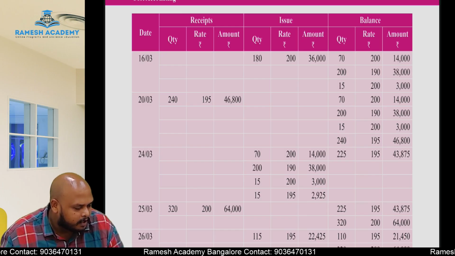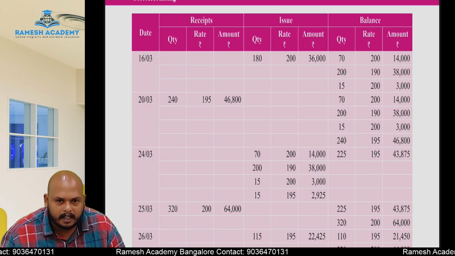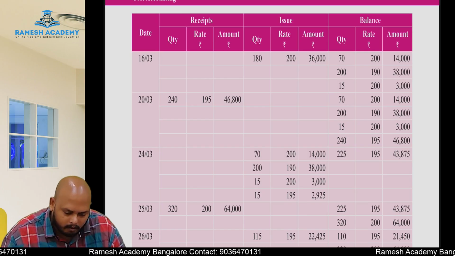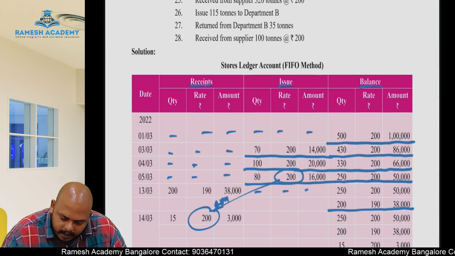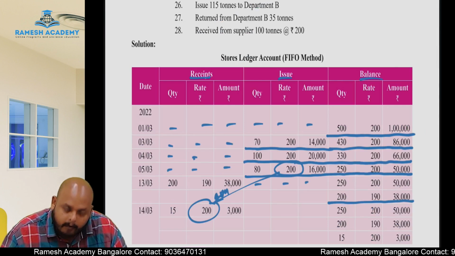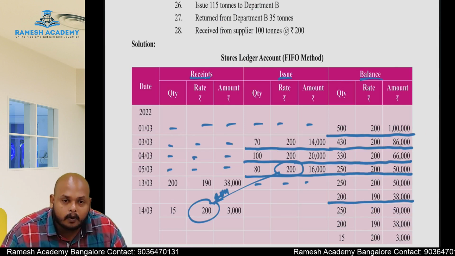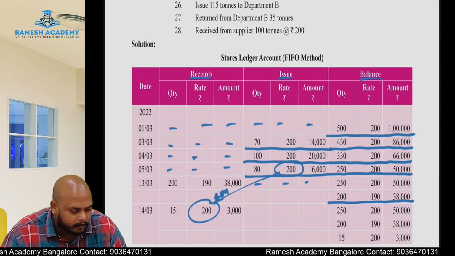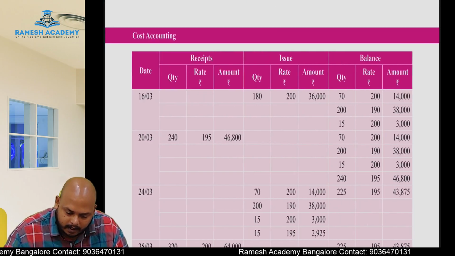Sixteenth March, issued how many tons, Nana? 180 tons they issued. 180 tons issued means, see here, this is the FIFO method, na? First in, first out. Means we have to issue from where? First 250. Out of 250 we have to issue 180 tons, Nana.